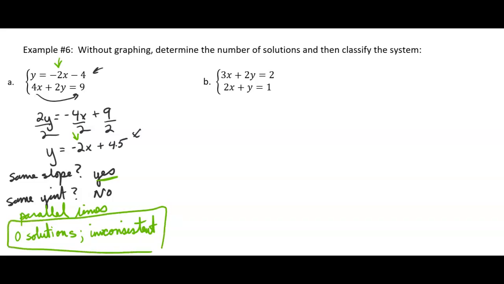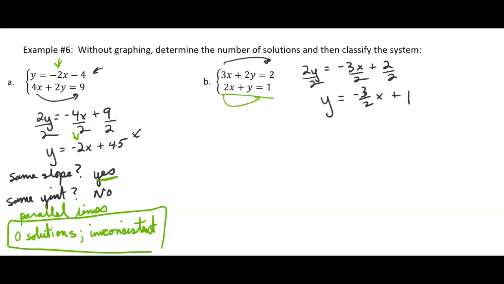All right, let's go to the second one. Well, neither one of them is in slope-intercept form. So if I take the top line, put the x on the other side, I have 2y equals negative 3x plus 2. And then I divide everything by 2 and I get y equals negative 3 halves x plus 1. Okay, so that's one equation. And now I'm going to switch colors so I don't get my equations mixed up. If I put the x term on the other side, I get y equals negative 2x plus 1.